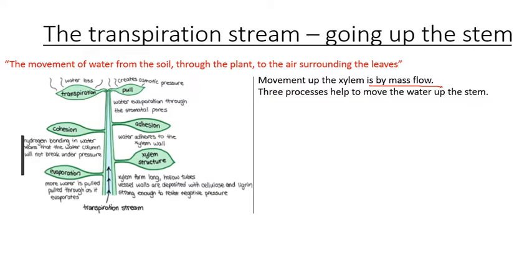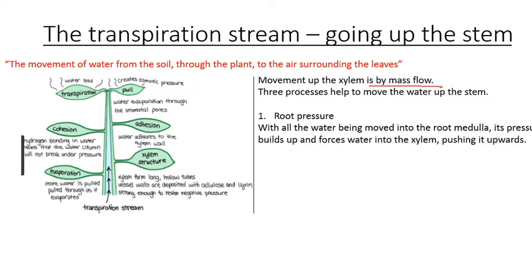There are three things that help water move up the stem by mass flow. One, root pressure. Because you're constantly moving water across the endodermis into the medulla of the root and into the xylem, the pressure in that very bottom part of the xylem and the root builds up and up. Some of that water moves into the xylem and can move up a few centimetres or so. That's not enough to get it all the way to the top of the plant, but it's enough to get the movement started.